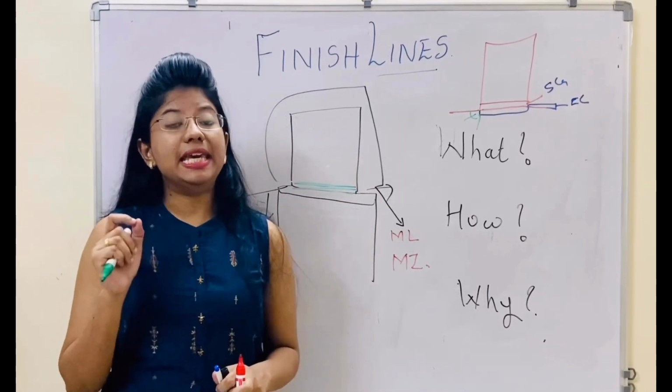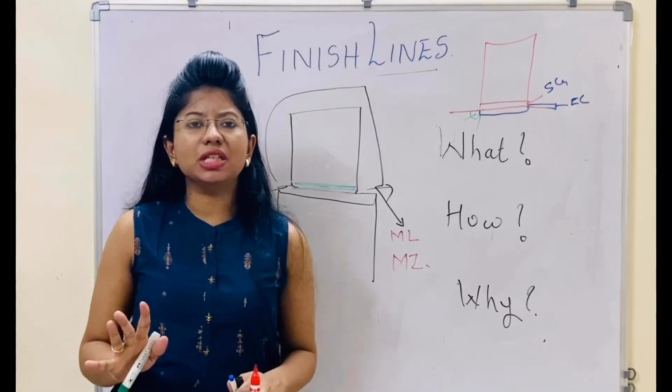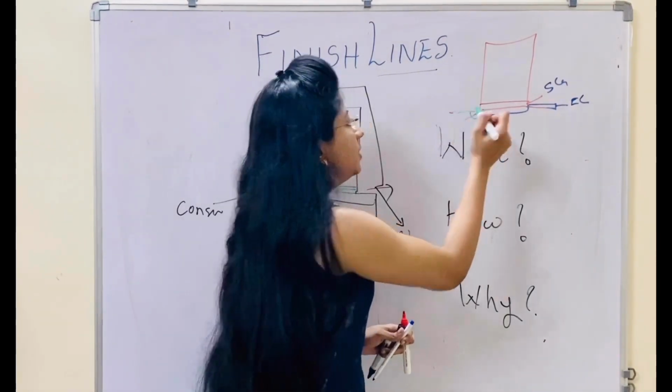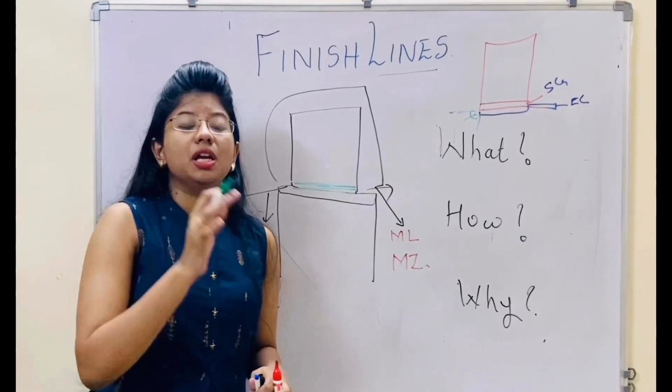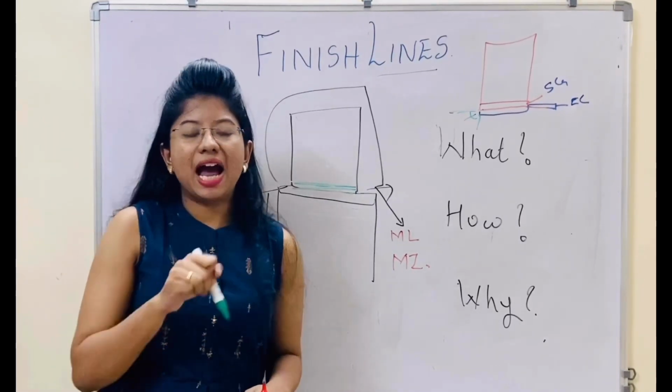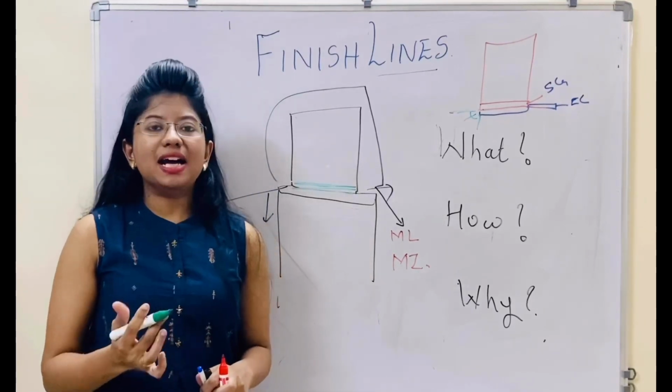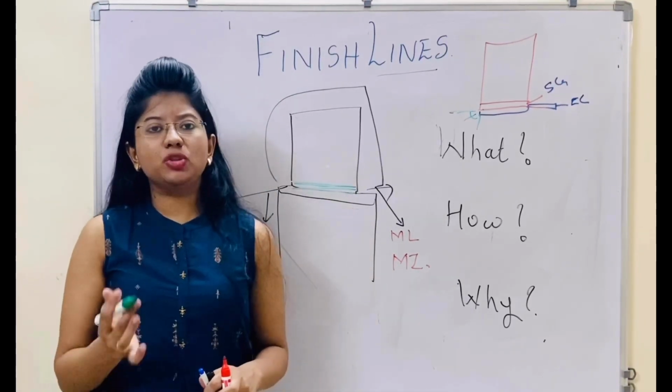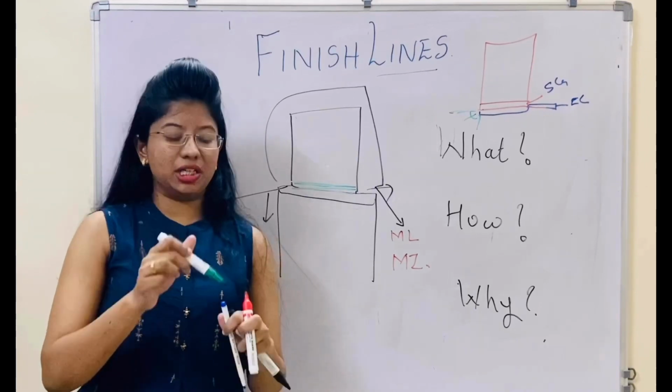Then comes equigingival. What do you mean by equigingival? That is at the level of the gingiva. In equigingival, there are chances of tissue destruction if your hand is not that skilled. That's why some people prefer supragingival over equigingival finish line.